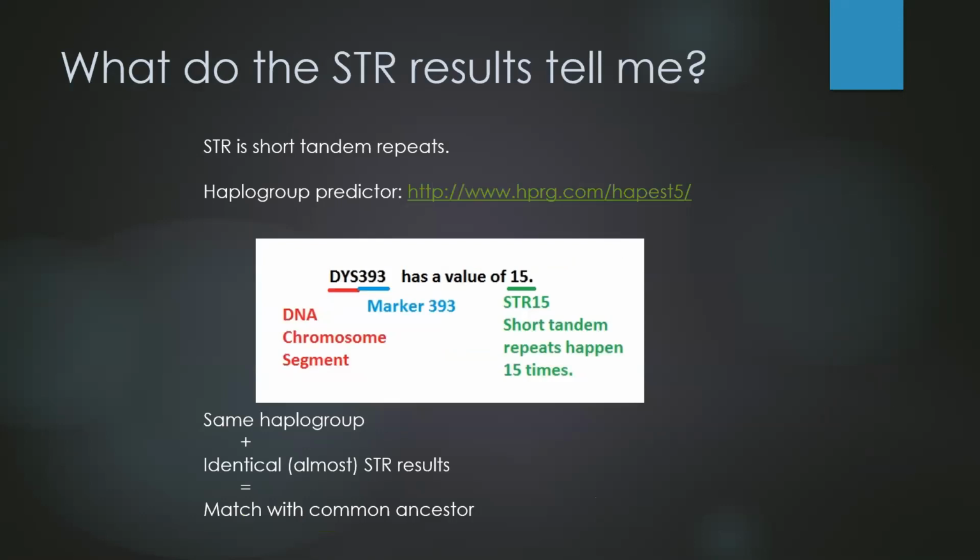On your report or on your certificate, FTDNA calls them certificates, they have a series of codes, and sometimes it's confusing, like what do these codes mean? But the chromosome segments all are numbered, and then they have STR values. So DYS is a chromosome segment of the Y-DNA. 393 is the marker, so that's the specific location. And it has a value of 15. That means that that series of bases repeated 15 times. So the coding has to do with the segment and the marker and how many times it repeated.